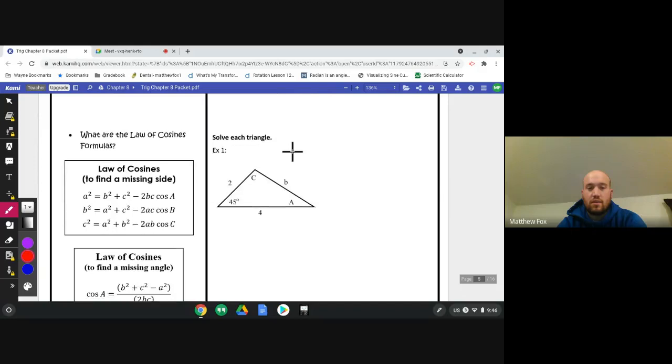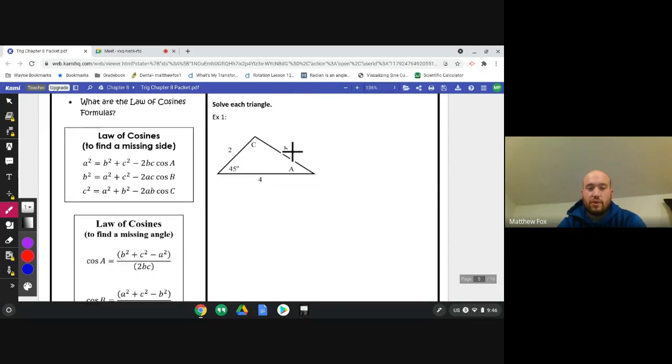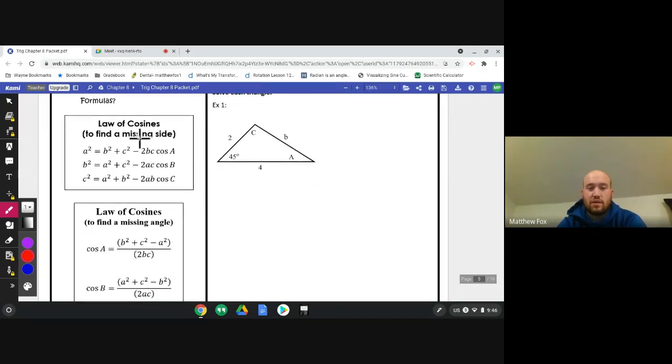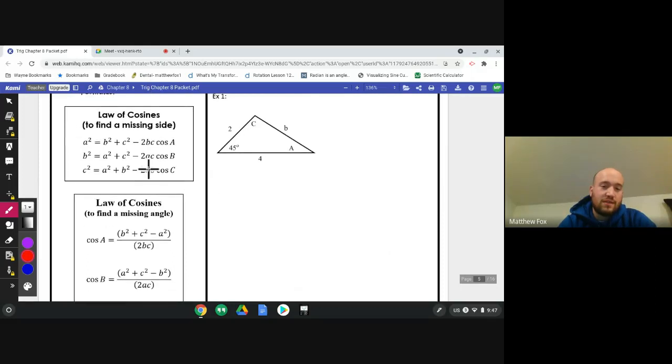So what are the law of cosine formulas? Over here, depending on which one we're finding, a, b, or c, we've got a squared equals b squared plus c squared minus 2bc cosine A. Likewise for b squared and c squared. And that's if we're finding a missing side.